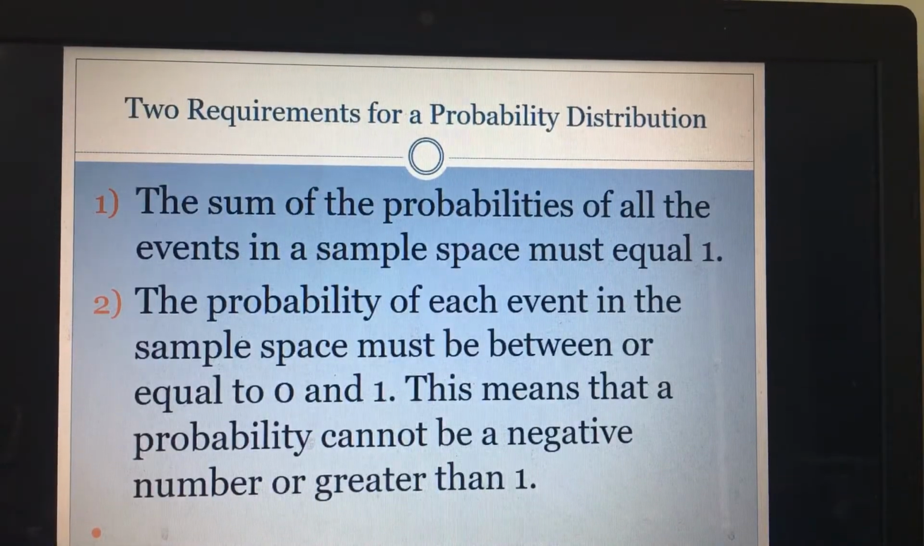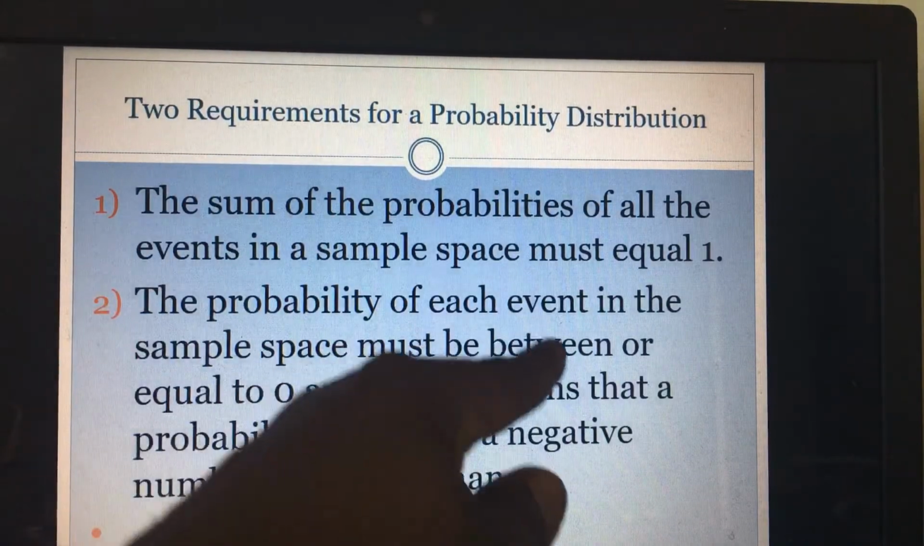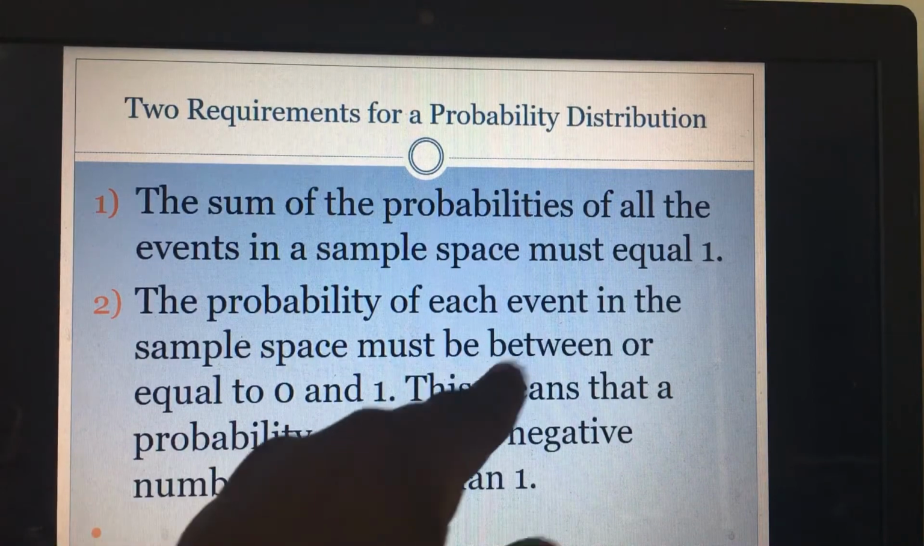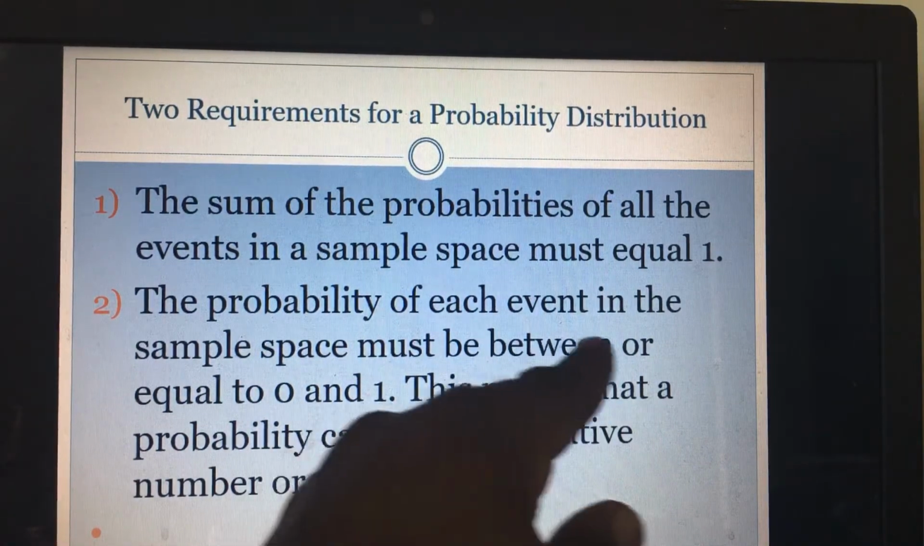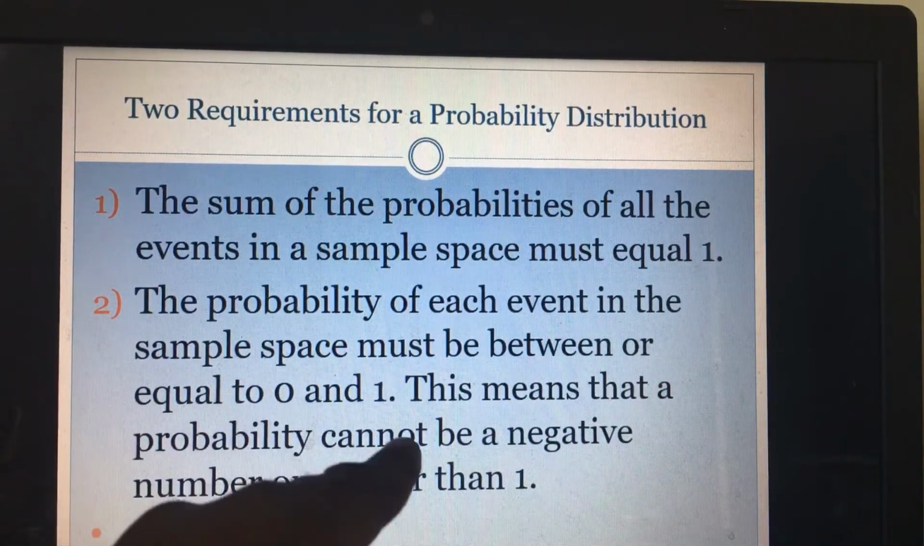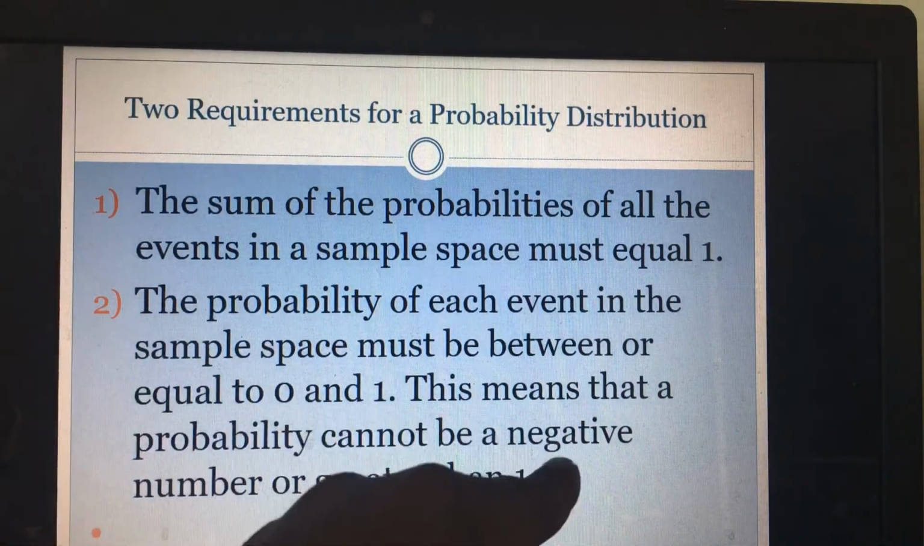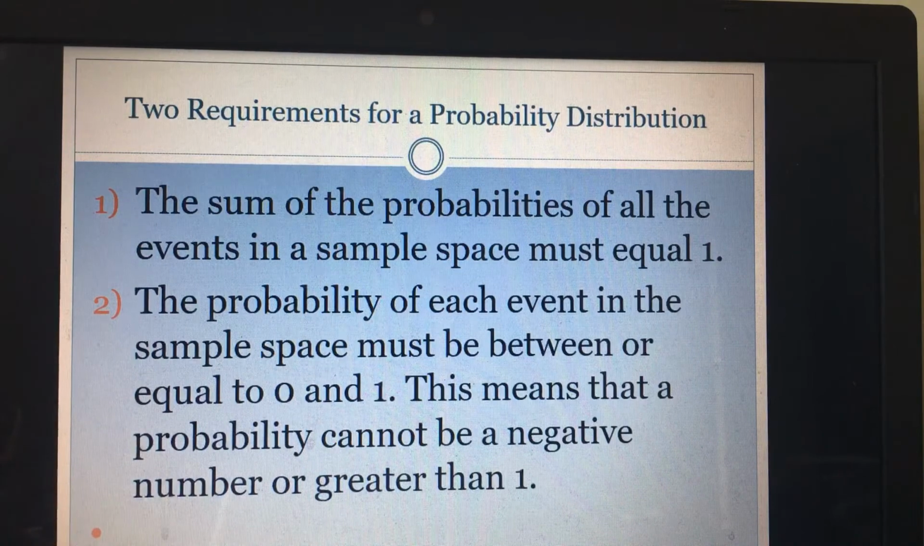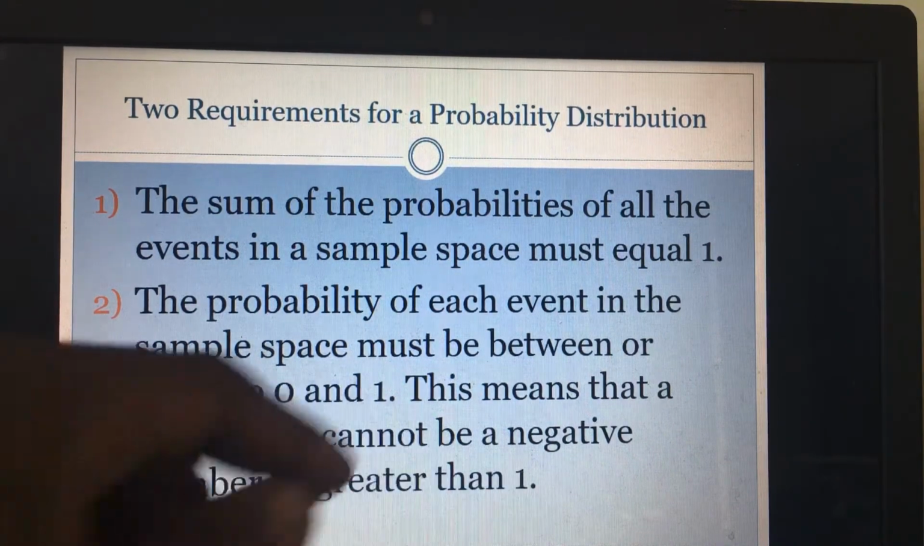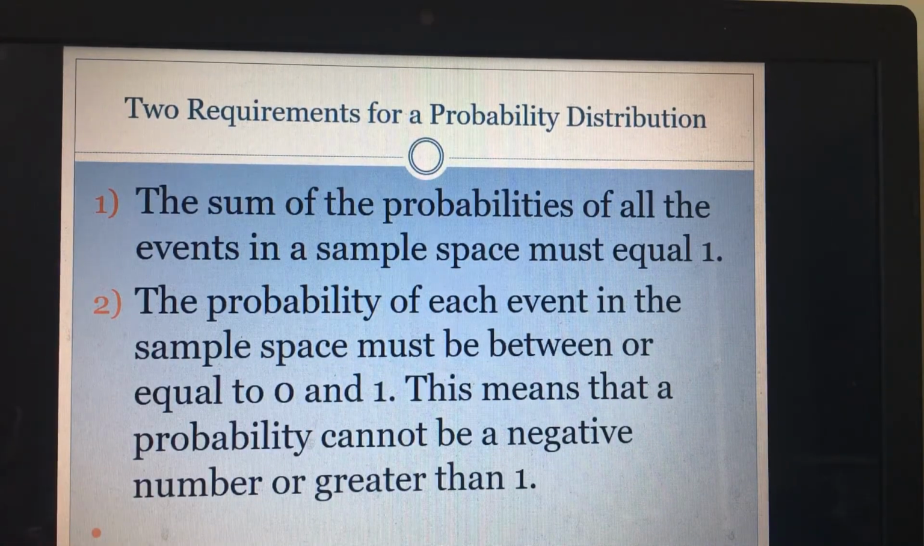The second requirement is that the probability of each event in the sample space must be between or equal to 0 and 1, which means that the probability can never be negative, or that it can never be bigger than 1. See? So once it meets these 2 requirements, we call it a probability distribution. Otherwise, it is not. Let's see maybe 2 questions on that.